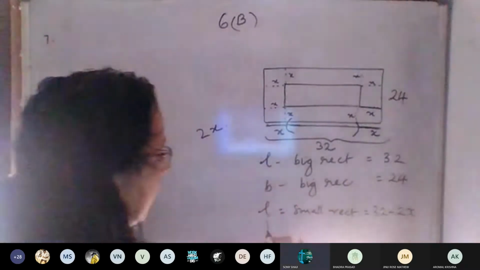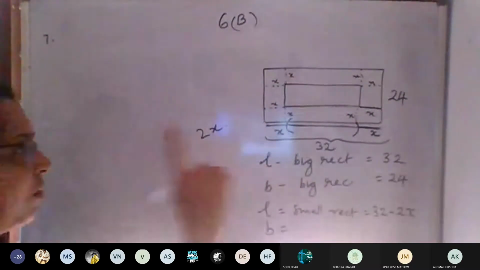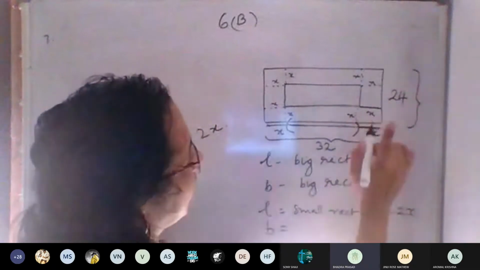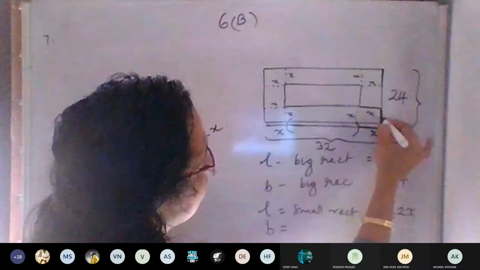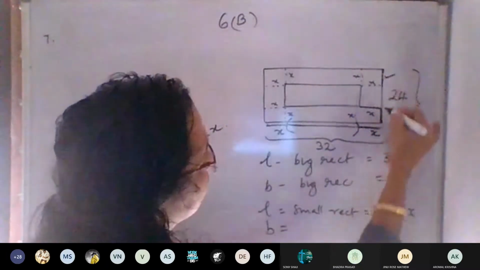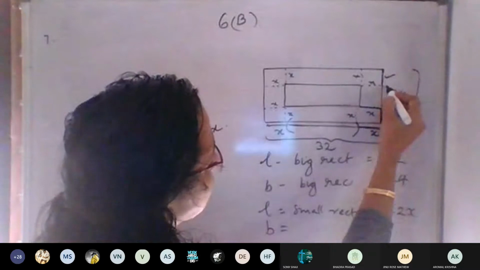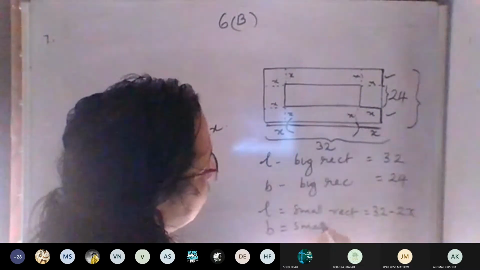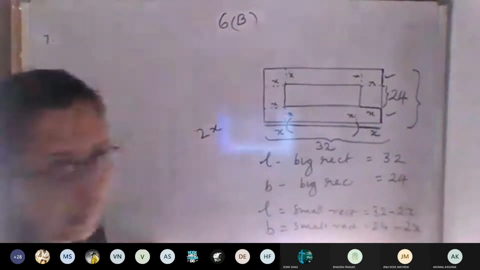Similarly, what will be the breadth of the small rectangle? Same concept applies here: 24 minus 2x. Total from here to here it is x, then here to here also x, so the total of this is 2x. Total 24, so the breadth of the small rectangle will be 24 minus 2x.